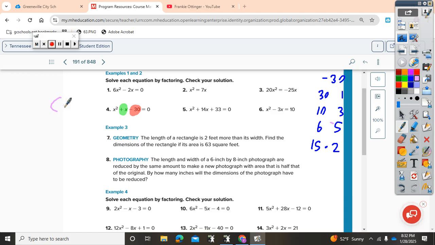So this is x plus 6 and x minus 5. And again, we want to fast track these answers because if I solve that for x, that's just going to be negative 6. If I solve the other one for x, it's going to be 5.